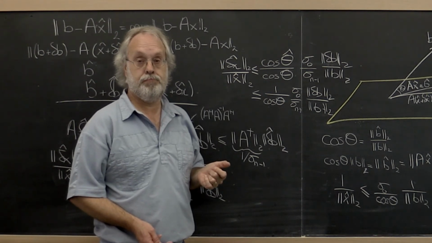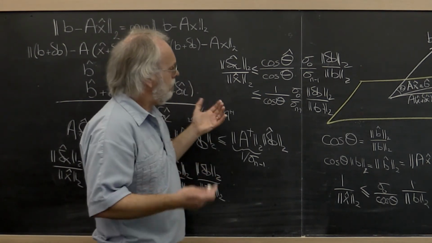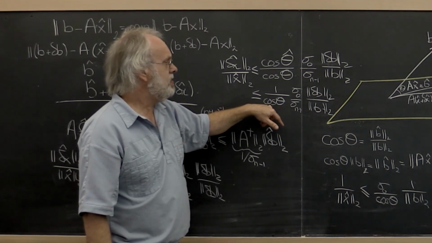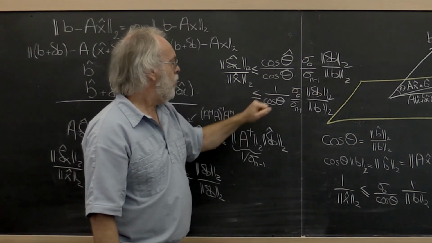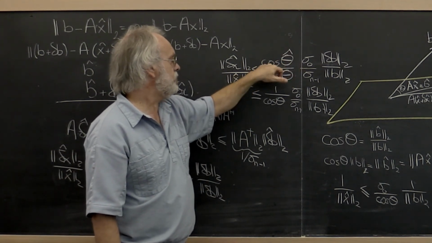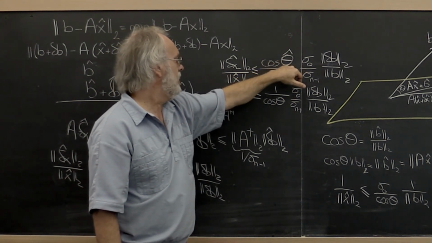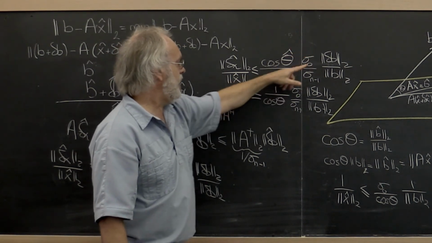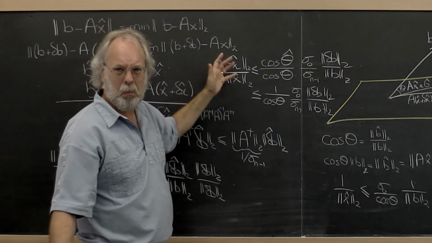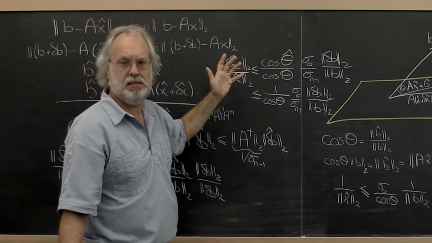Now, you may want to think through, what happens if the cosine of theta is 0? What does that mean in that picture? What happens if the cosine theta hat is 0? Wait a minute, if cosine theta hat is 0, then you're telling me that a change in the right-hand side has no effect on the solution at all. What does that mean? Think about it.